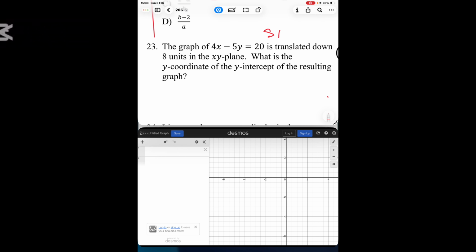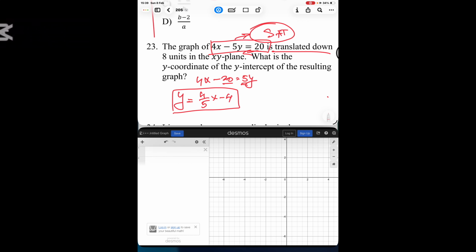So in this SAT question, let me show you some tricks for translating line graphs down or up. At first, you simply have to find the value of y. It's going to be 4x minus 20 equals 5y. I just move 5y to the right-hand side and 20 to the left. Then we have to divide by 5. Then it's going to be 4 divided by 5, x, minus 20 divided by 5, which is 4. Now this is going to be our graph.